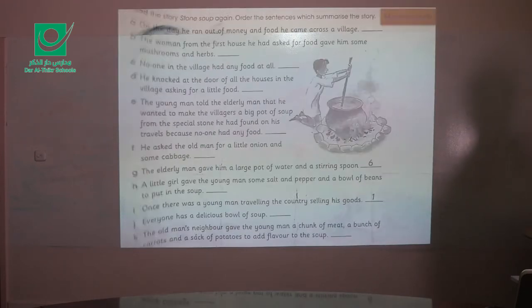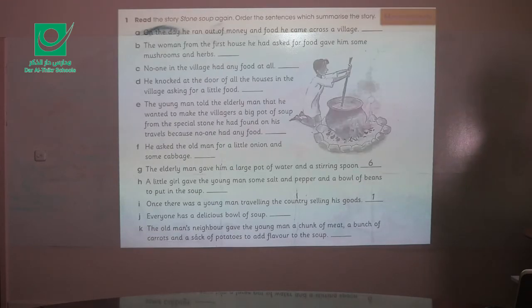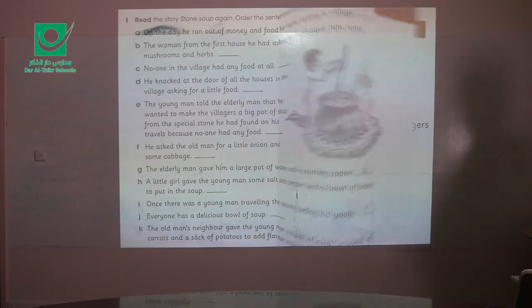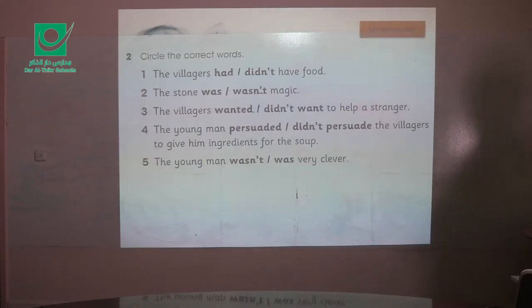Now, if you need more practice for this, to arrange and put in order the sentences of the story, this is a summary, or you need to summarize this story using 1, 2, 3. You are going to put them in order. This is going to be for your homework. Now, circle the correct words. Number 1, the villagers had or didn't have food. The stone water wasn't magic. I hope that you are going to answer them. And by the way, you are going to have some answers by the end of the video.